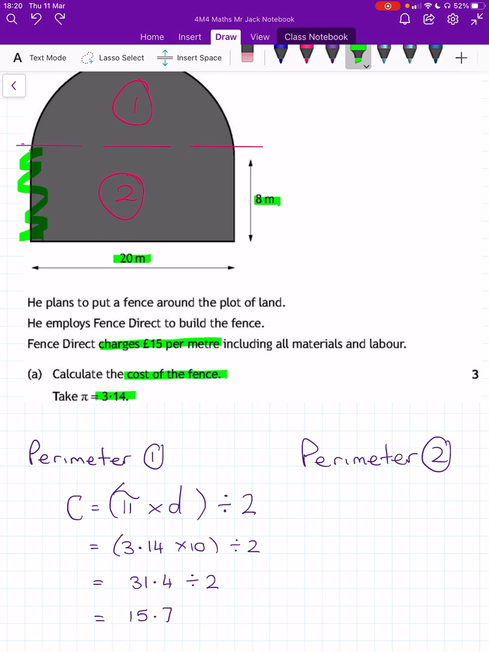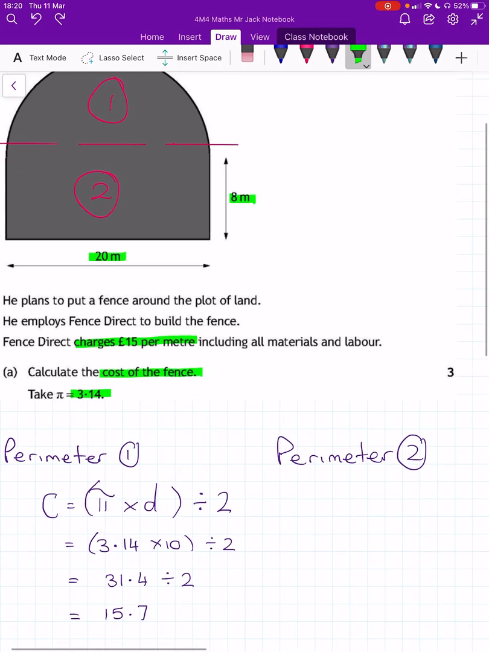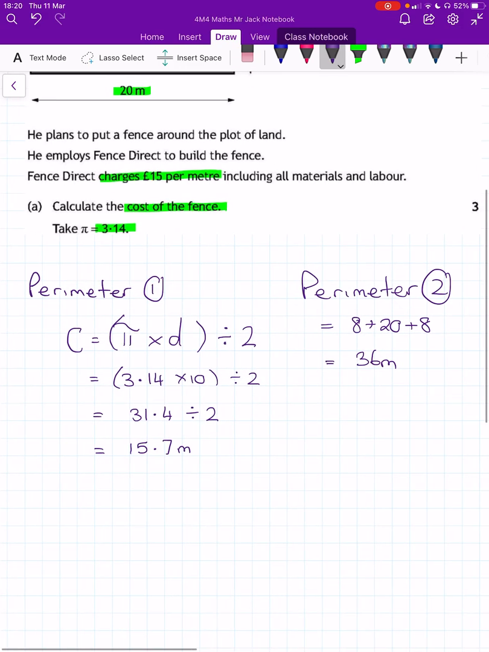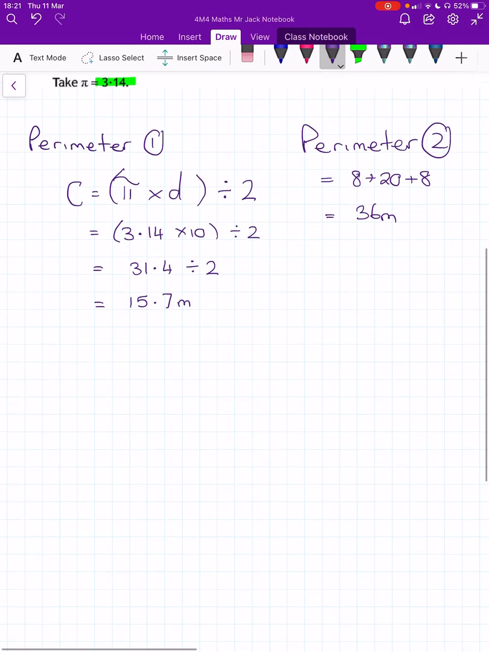Okay, so the perimeter of number 2 is going to be equal to 8 plus 20 plus 8 again. The thing I forgot down here, guys, is my units. That's bad form. So 8 and 8 is 16, plus 20, so 36 meters.